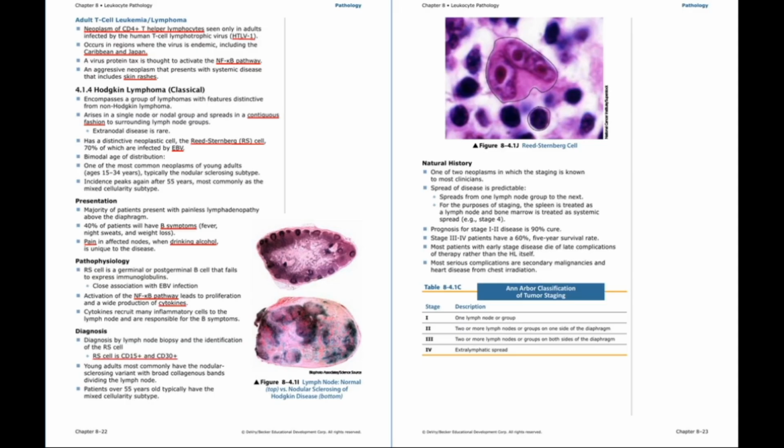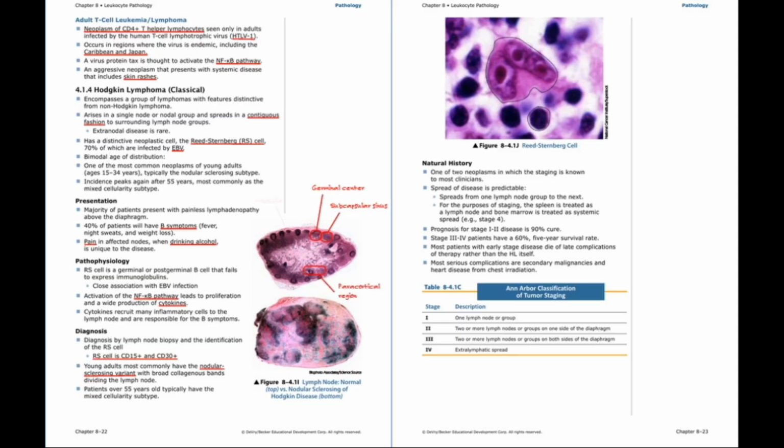Remember that young adults most commonly have the nodular sclerosing variant, which has broad collagenous bands, sclerosing, that divide the nodes so that the lymphoid tissue looks nodal, hence nodular sclerosing. We see this in figure 8-4.1I. At the top of this figure, we see a normal lymph node, and many things about this lymph node should feel familiar to the student. We have a well-developed subcapsular sinus. We can see reactive germinal centers. We can see paracortical regions and we can see a well-developed medulla.